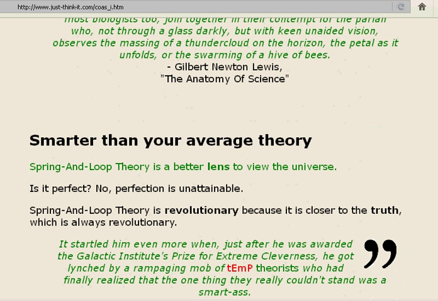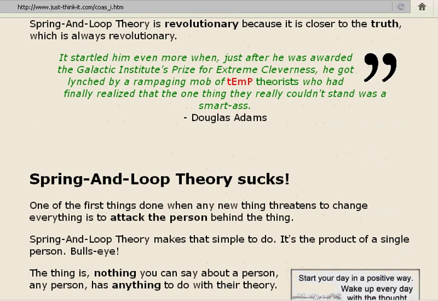It startled him even more when, just after he was awarded the Galactic Institute's prize for extreme cleverness, he got lynched by a rampaging mob of temp theorists who had finally realized that the one thing they really couldn't stand was a smart aleck. Douglas Adams.